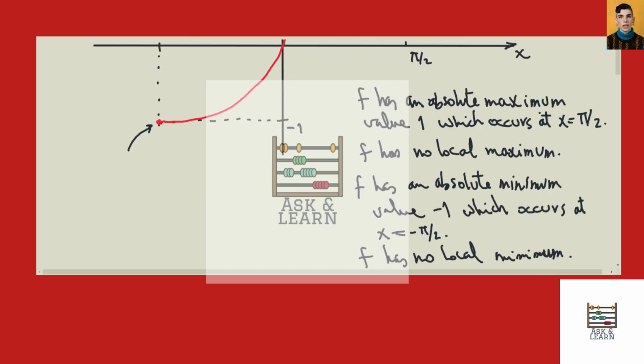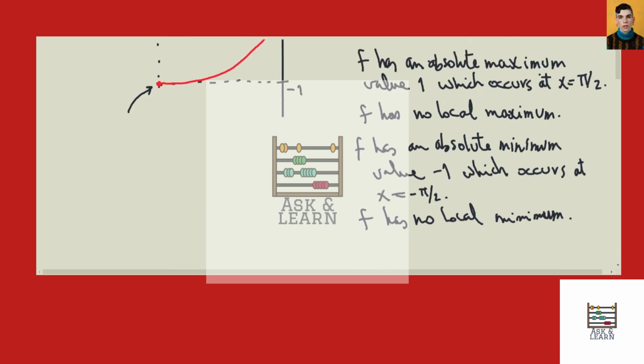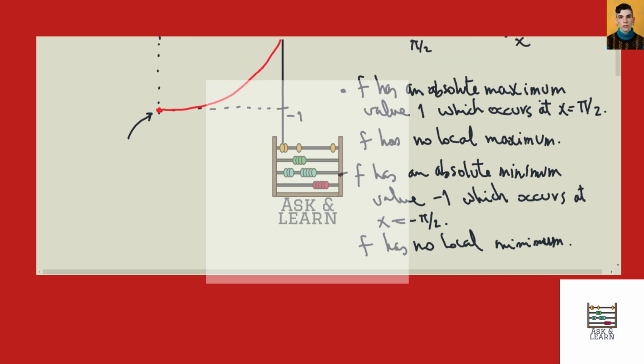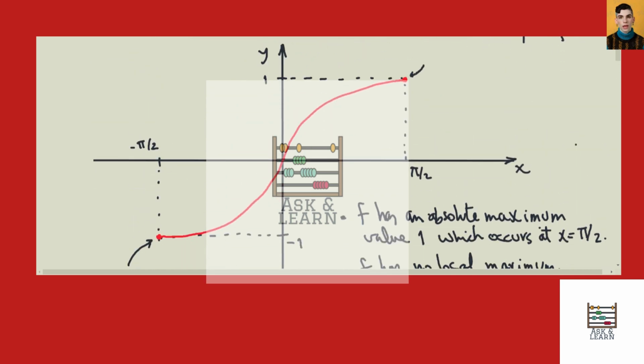So we have these four things here. That is, we have absolute maximum and minimum. The absolute maximum value is 1 at pi half, and the absolute minimum value is negative 1 at negative pi half, and there is no local extreme for this function. So that's the result.